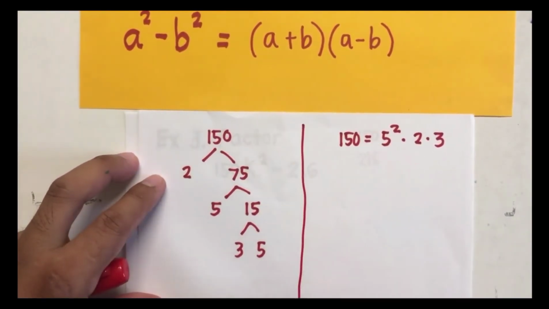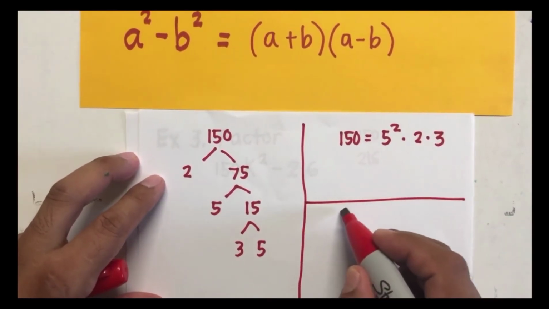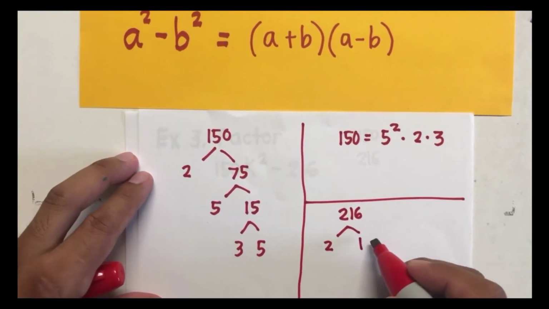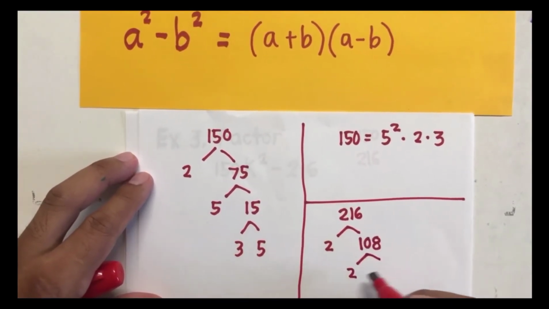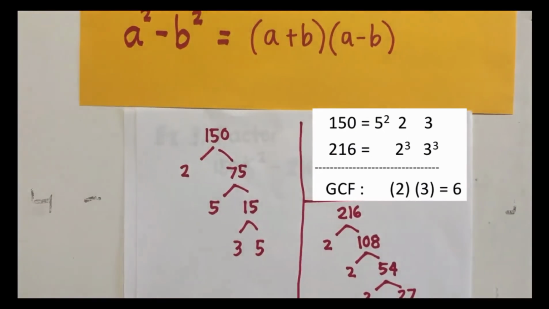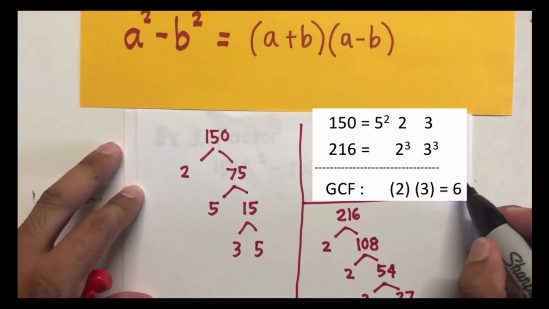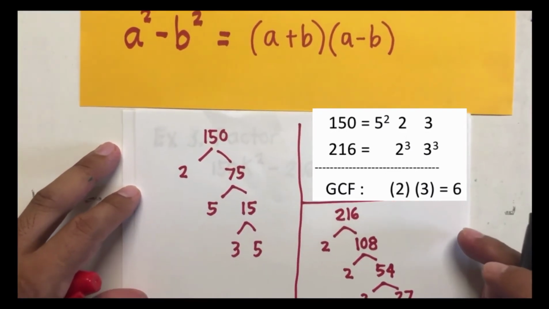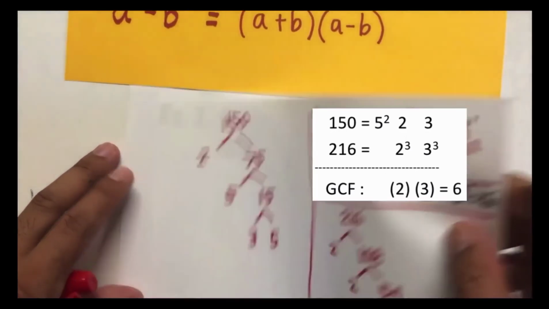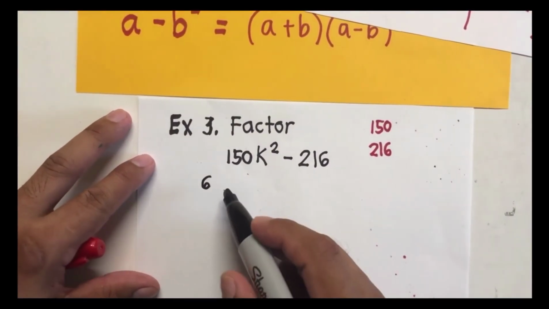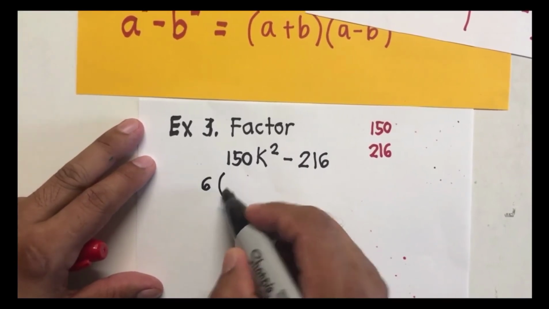Now, for 216, this is 2 times 108. This is 2 times 54, and 54 is 2 times 27. So for the common prime factors, 2 times 3 equals 6. 6 is our greatest common factor. So we get that 6 as our GCF. We factor out the common factor.